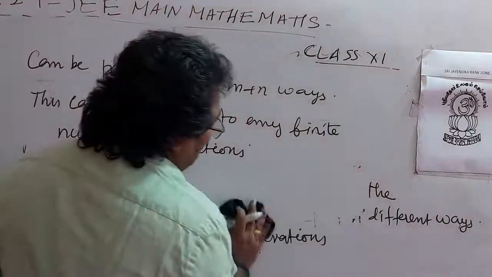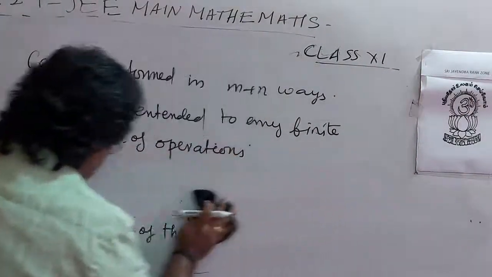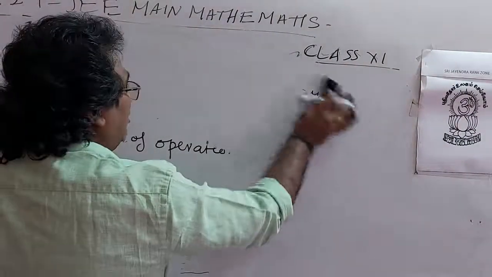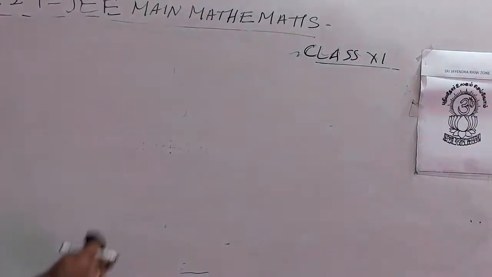For AND we have to multiply, for OR we have to add. First operation and second operation, that means you have to multiply the number of ways. First operation or second operation, we have to add.